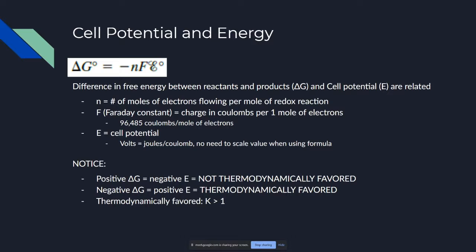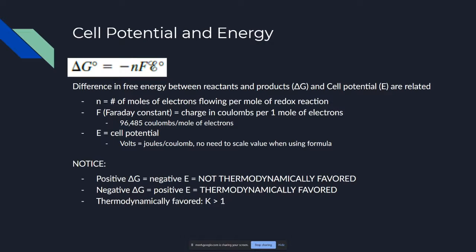n, which is the number of moles of electrons being transferred, and then there's Faraday's constant, which is 96,485. But you don't need to memorize the exact numbers; as long as you know it's 96,500, it's fine. I believe the number is provided on the Olympiad, so I don't think you need to worry about memorizing this constant at all. And then E is your cell potential.